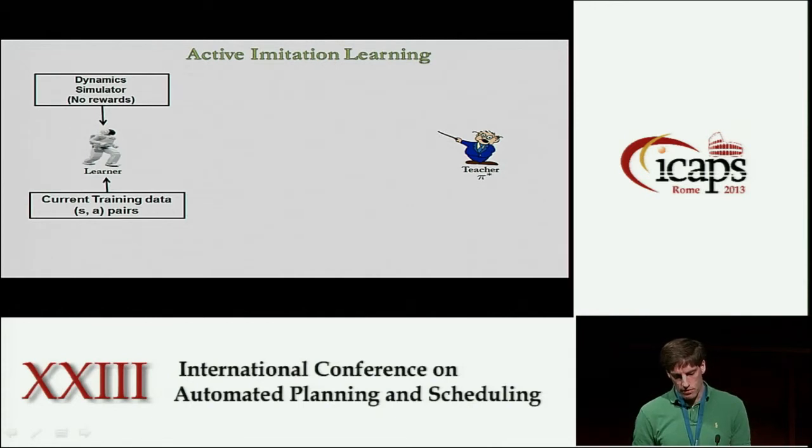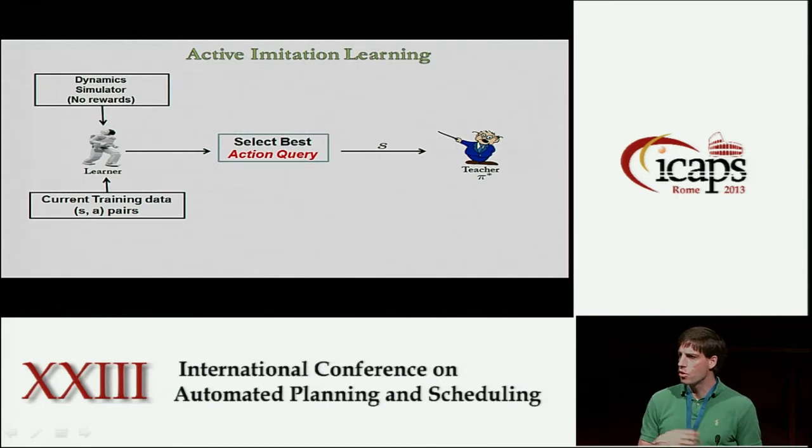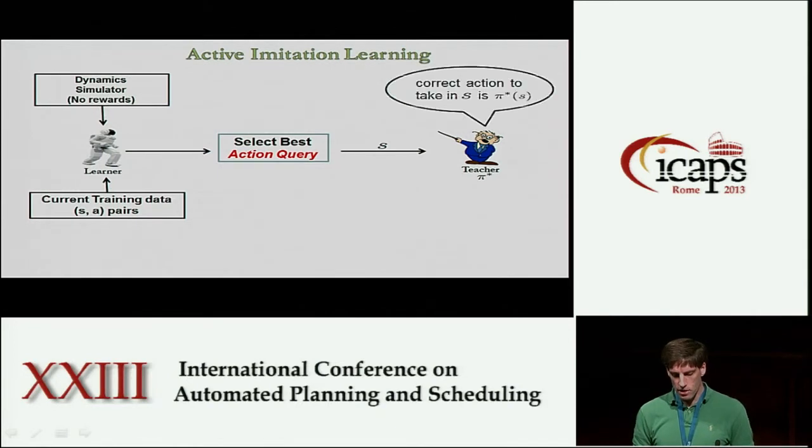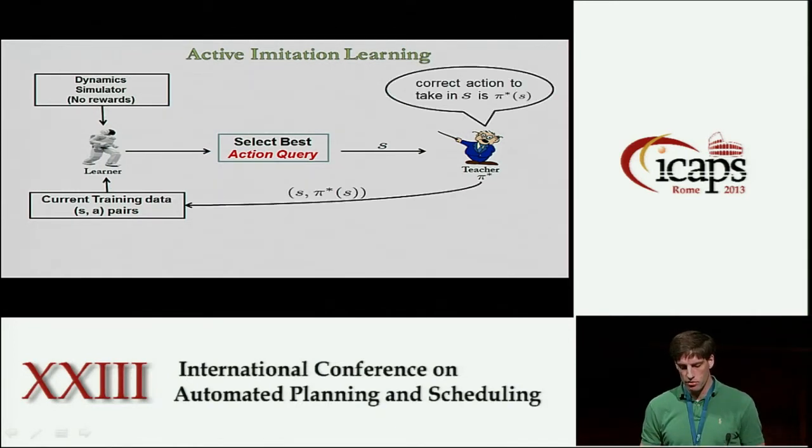So we're going to give it the simulator, and given those two things, we want it to select the query to give the teacher. And the query is just going to be, here's a state, and the teacher is going to say, here's what you should do in that state. Here's my policy. So the teacher will give us the state action pair for that state. And the goal is to be able to train the policy using as few queries as possible, right?